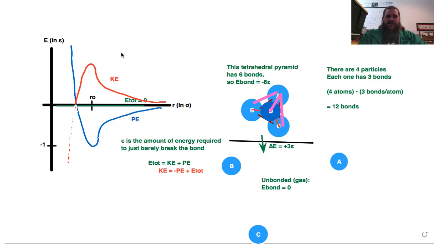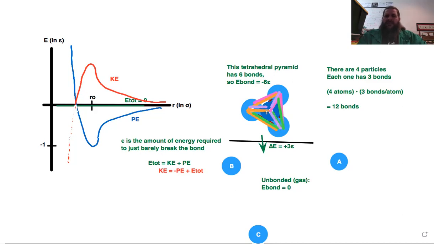And B also has 3 bonds. B to A, that's 1. B to C, that's 2. B to D, that's 3. But note that we've already counted one of those twice. And if we continue this, if we say C has 3 bonds, C to B, C to A, C to D, and likewise D has 3 bonds, D to B, D to A, C to D.